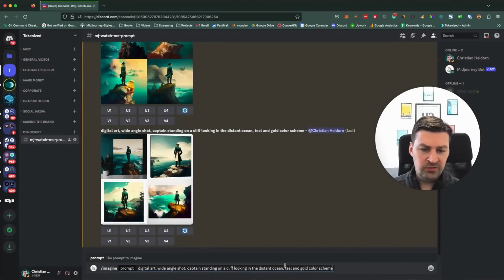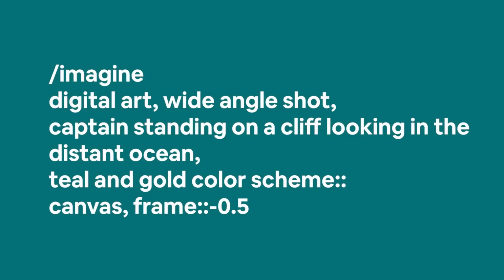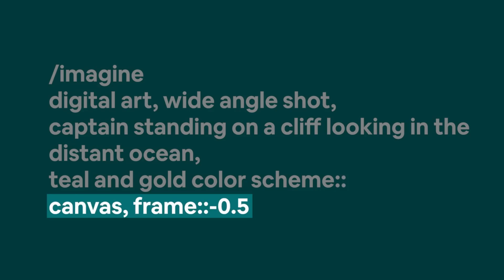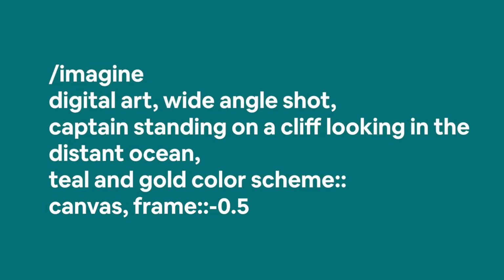So the way to avoid this is by turning your original prompt into the first segment of a multi-prompt, which I do by adding these two colons, and then I say canvas, frame, another two colons, but then I add a negative weight, which tells Midjourney that I do not want to see any of this. This usually actually works, so let's have a quick look.